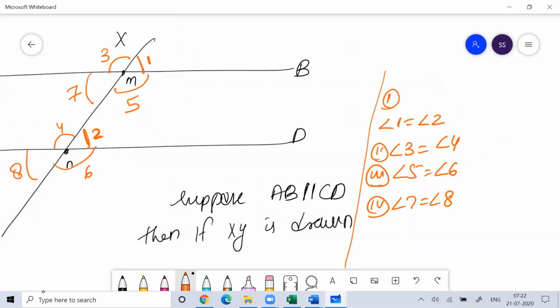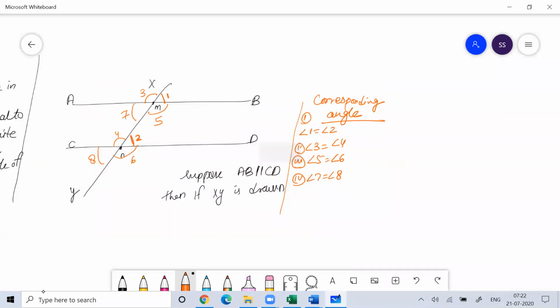Why? They are called corresponding angles, so they will be equal. This you have to remember. This is called corresponding angles.